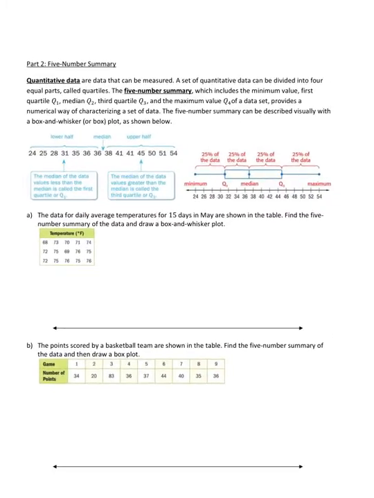All right, on the back, part 2, the 5-number summary. Again, this is review from last year. Quantitative data are data that can be measured. Quantitative means numbers, things that can be measured. A set of quantitative data can be divided into 4 equal parts called quartiles. So if I were you, I would make a note somewhere here that a quarter is 1/4, 25%, etc.